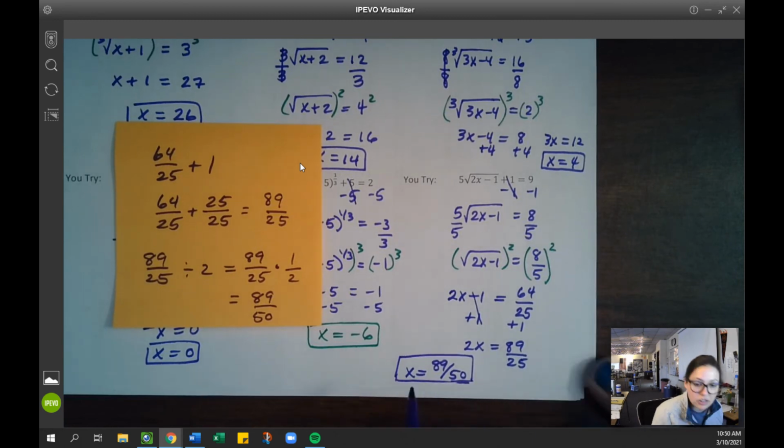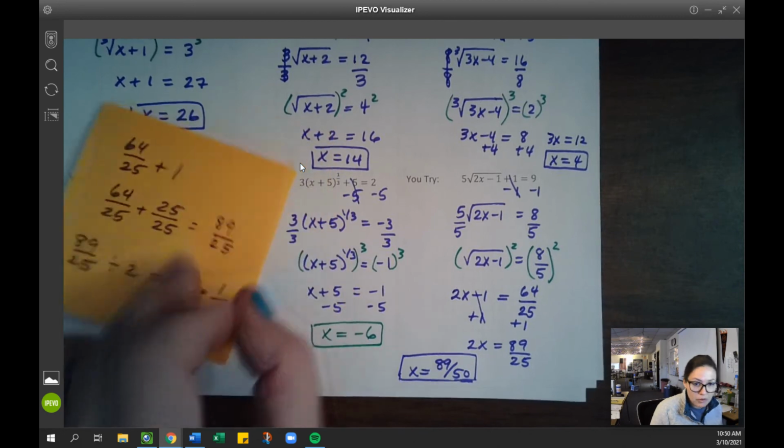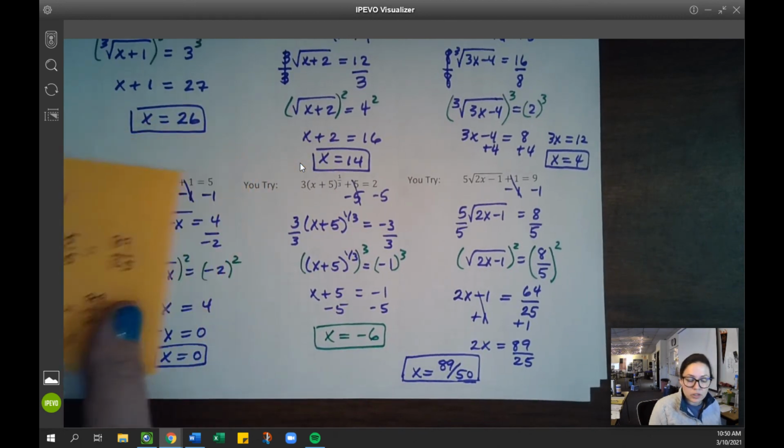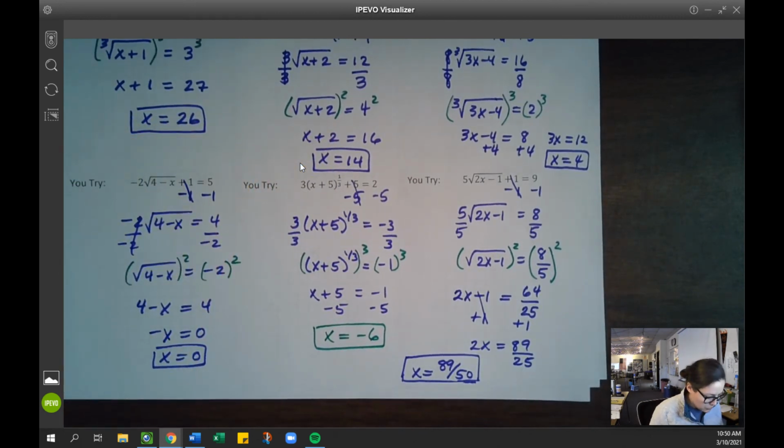That one was definitely a little tricky with all the fraction work in there. But if you were doing okay with all the rest of them, you should be totally golden. Next time you're in class, we will do a lot of practice with this and make sure you're feeling good about solving radical equations. We'll see you then.